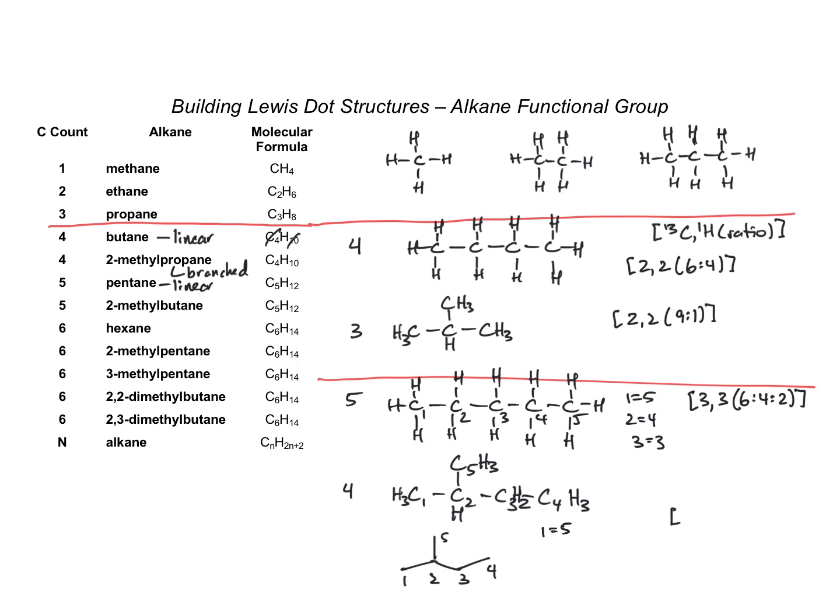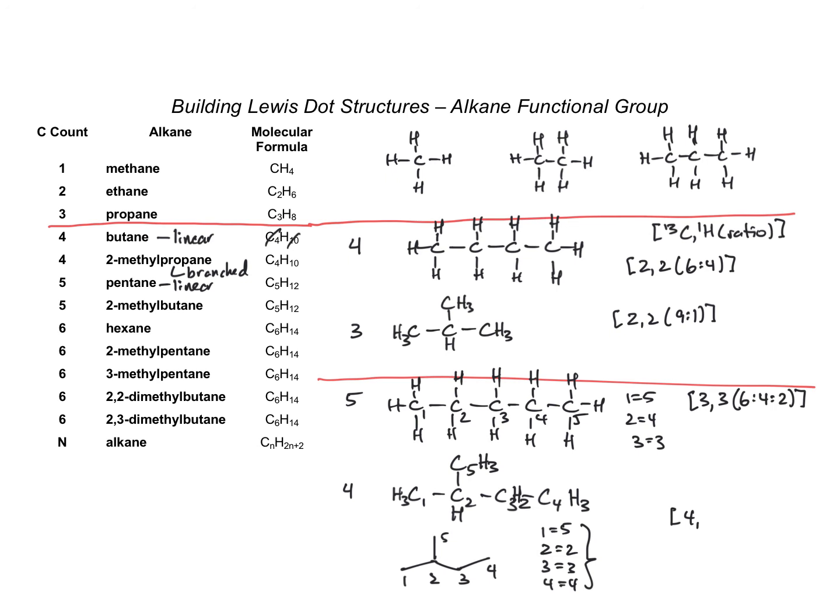2 is a CH group. There's no other CH groups in there, so 2 equals 2. 3 is a CH2 group. There's no other CH2 group, so 3 equals 3. 4 equals 4. So when we count that, we have 1, 2, 3, 4. That tells us there's 4 unique carbons.